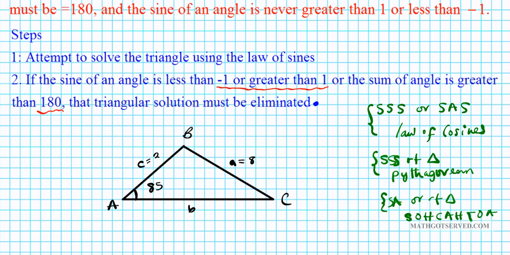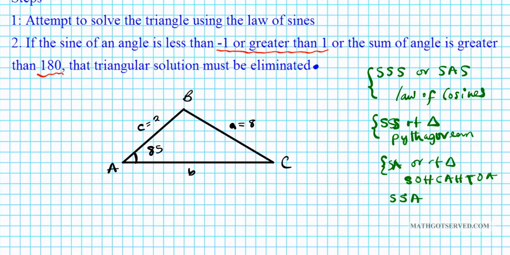If you have a situation like this, SSA, or if you have SAS, or AAS, guess what? For these ones, you use law of sines. Now, an easy way to know if to use law of sines or not is by looking at the pairs. If you have one complete pair of side and an angle opposite the side and an incomplete pair, that's automatically law of sines.